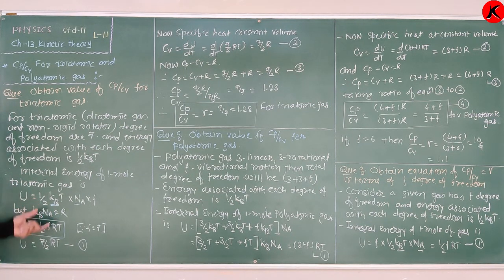Again, the internal energy of 1 mole of triatomic gas is half kBT into Na into F. But we know that kB into Na is equal to R. Therefore, U is equal to half FRT, that means F by 2 RT, or FRT by 2. But for the diatomic gas with non-rigid rotator, the degrees of freedom are 7. Therefore, the internal energy is equal to 7 by 2 RT. That is equation 1.